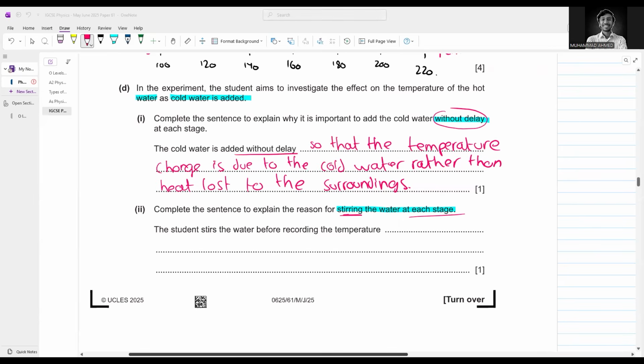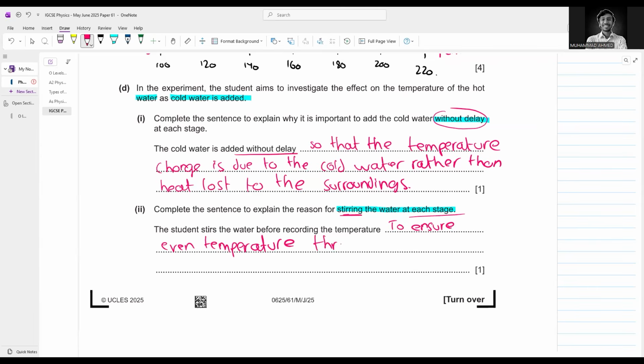बेटा वाटर को स्टर क्यों करते हो? To ensure even temperature throughout the liquid. यहाँ पे आप लिख दोगे to ensure even temperature throughout the liquid. Simple. आगे बढ़ते हैं. Let's move ahead.